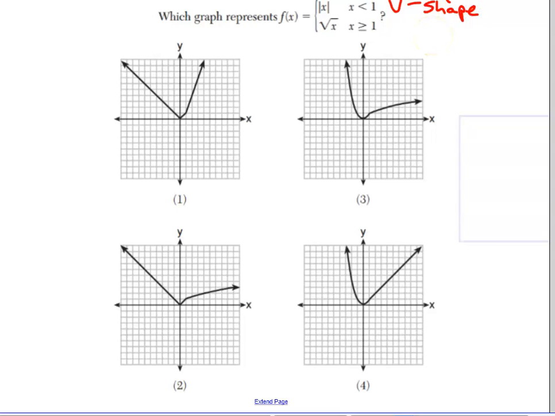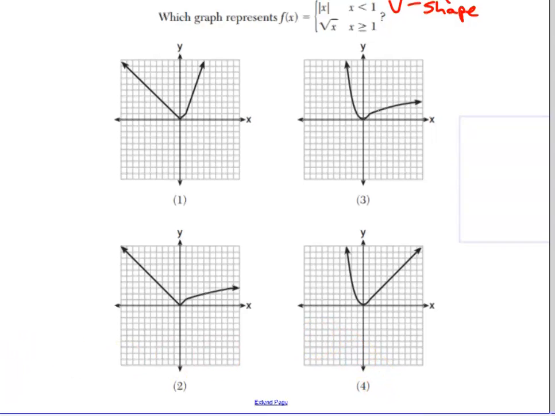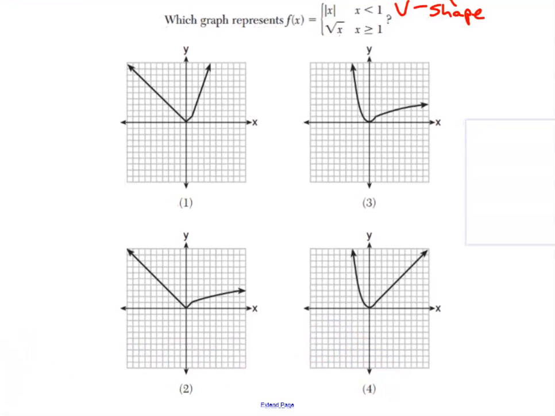The second rule of our function is that if you are a value that is equal to 1 or even greater than 1, that you're going to follow the square root function. And if you have any recollection of that, it looks like this. All right, so let's see if we can understand which section of our graph is going to have that V shape. So again, on your number line, go to the number x is equal to 1. That would be here, and here, and here, and here.